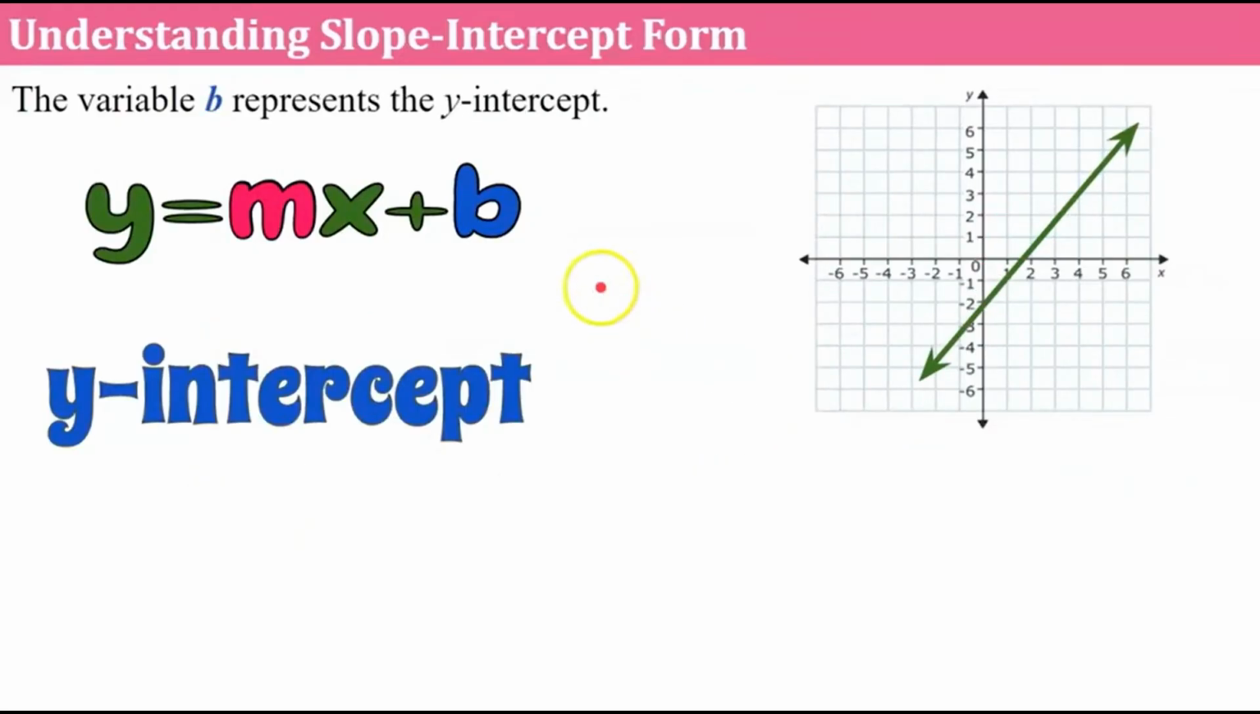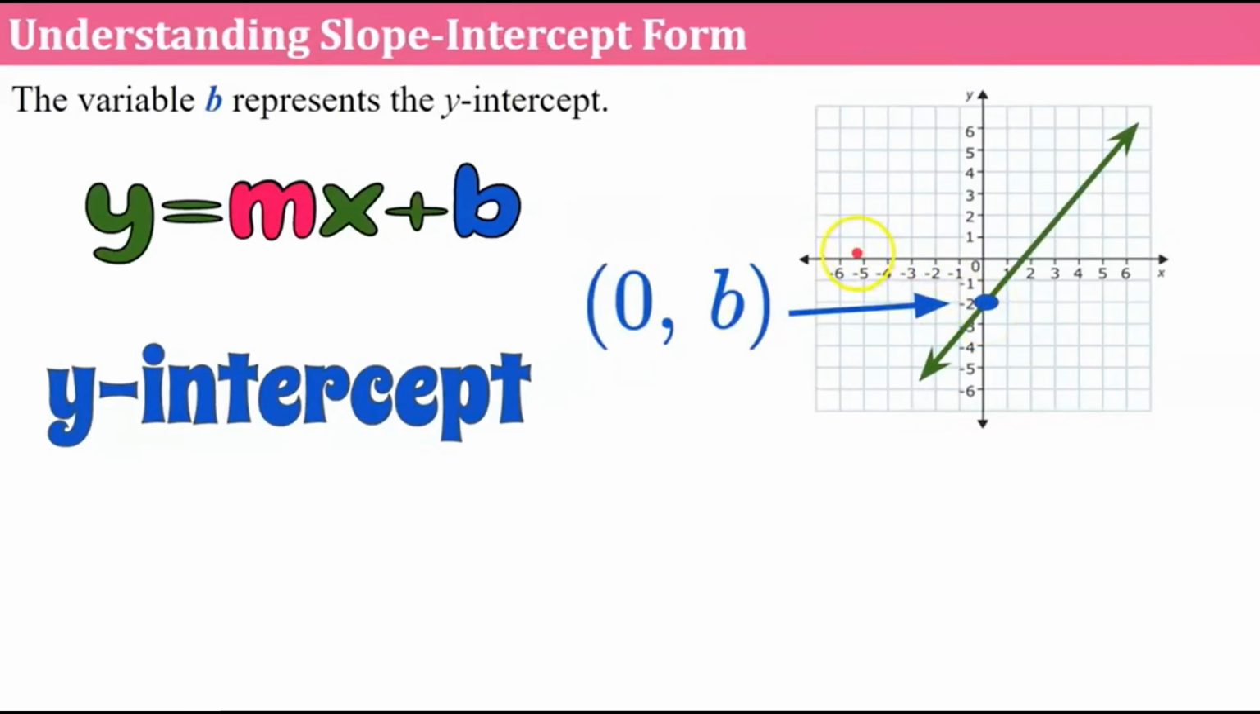Now let's understand the y-intercept. The variable b represents the y-intercept right here. So our y-intercept is always an ordered pair, (0, b). So 0 because it's always going to lie on the y-axis, and any point that lies or falls on the y-axis is going to have an x-coordinate of 0. b represents the y-coordinate of the y-intercept.